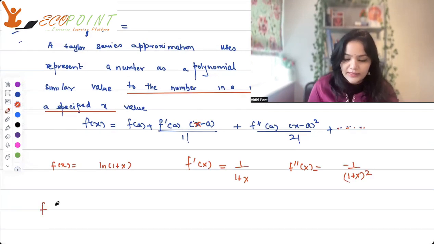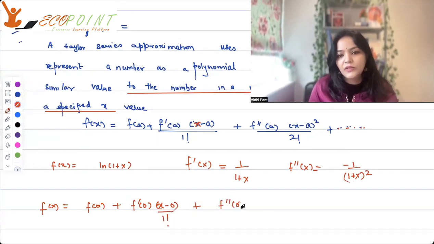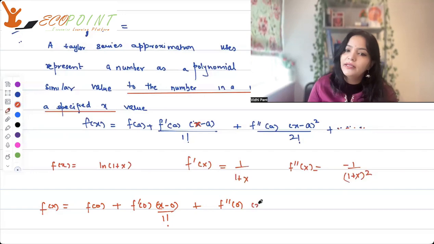So this means that f(x), Taylor approximation, would be f(0), 0 is the specified point, plus f dash 0 into x minus 0 upon 1 factorial plus f double dash 0 into x minus 0 square upon 2 factorial.